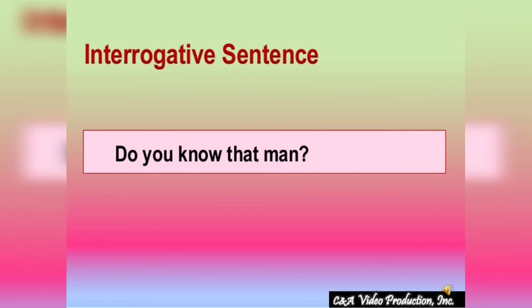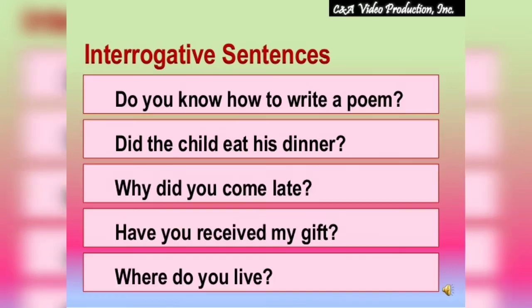So let us see again the same example. Do you know that man? Correct? This is the proper way to ask a question. Sometimes what happens, we ask a question by saying, you know that man? This is wrong. Correct? We have to use the question form of a word. That is, do you know that man? Correct? So here you can see the sentence has begun with the capital letter and there is a question mark.